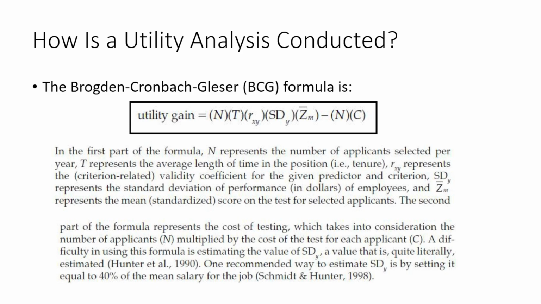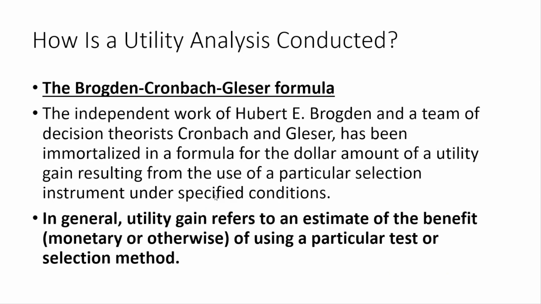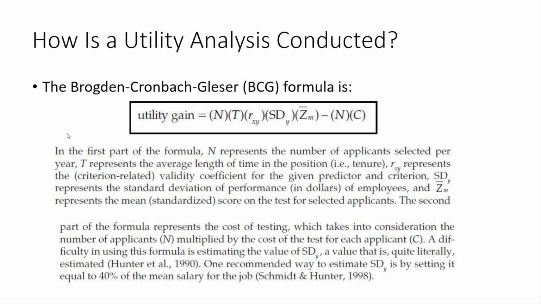So, more on IO, this is the Brogden-Cronbach-Gleser formula. So, just be familiar with the formula, in case you are asked what formula is used to measure utility gain. Utility gain again is our estimate of whether the benefits would outweigh the economic costs when we use a certain test. Okay? So, this is the formula.